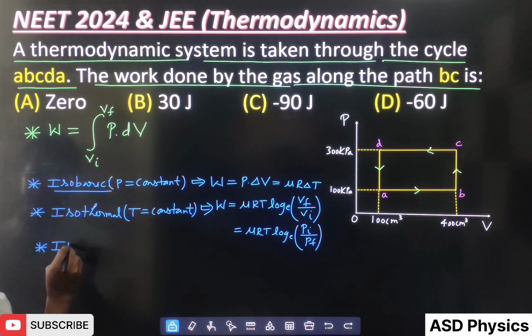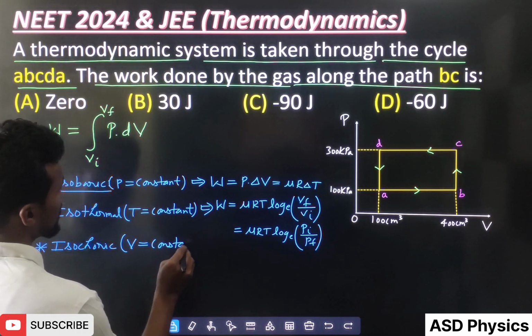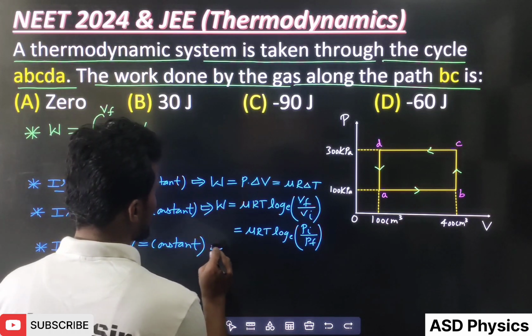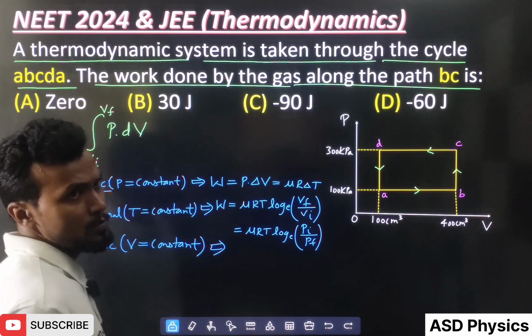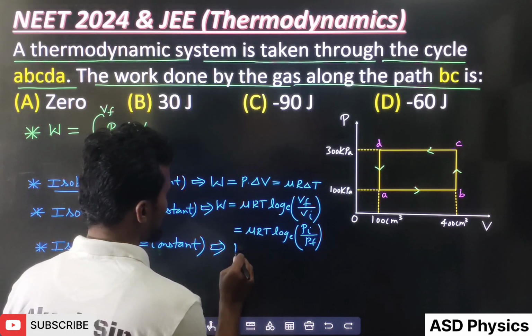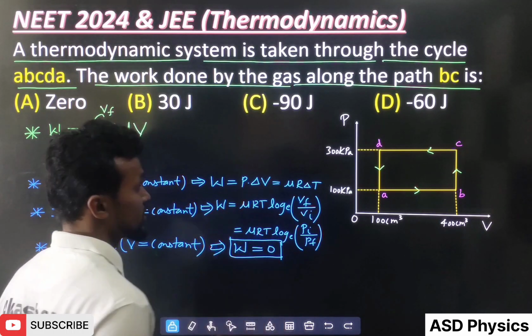Now if we talk about the isochoric process. In this process, what will be there, students? Volume will be constant. So remember that if the volume is constant, here dV, the change in volume, is zero. So if the volume is constant, the work done by the gas will be 0. Now you can understand very well.